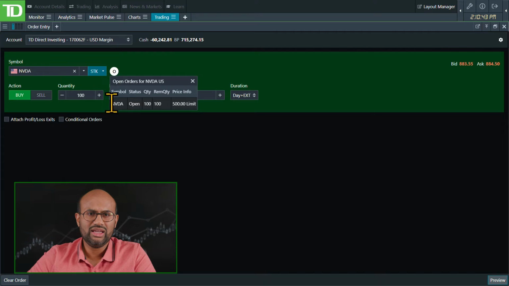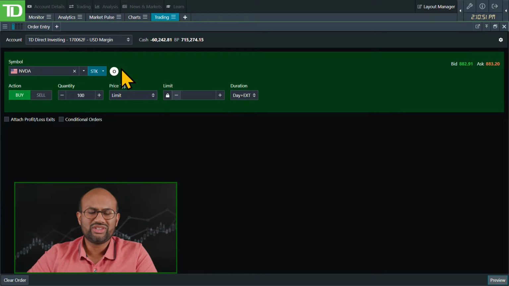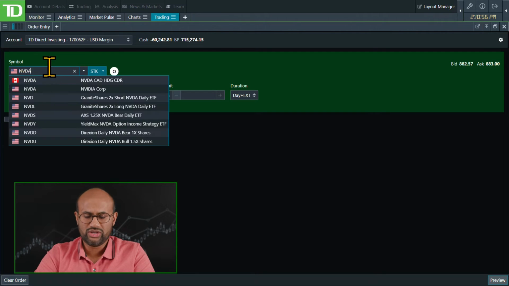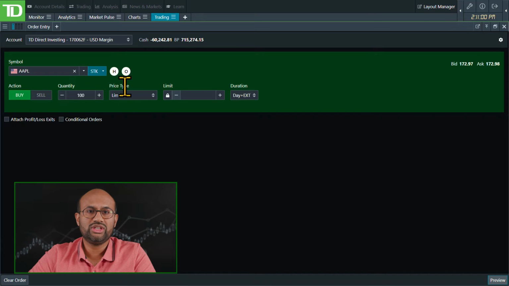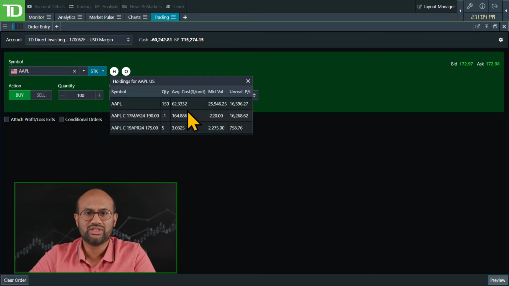If I click on it, it tells me, hey, you've got an open order to buy NVIDIA 100 shares at a price of 500. So it tells me we've got an existing order there. You'll see these little labels in this regard. I'll show you another one: if we load up Apple in our portfolio, you'll also see a symbol that's H. If you click on this, it simply tells us that this is a holding that's currently part of our portfolio, and it'll tell you exactly which ones you have there.